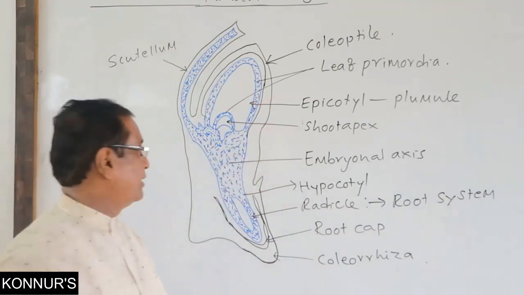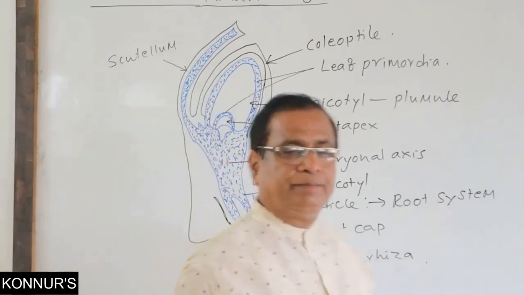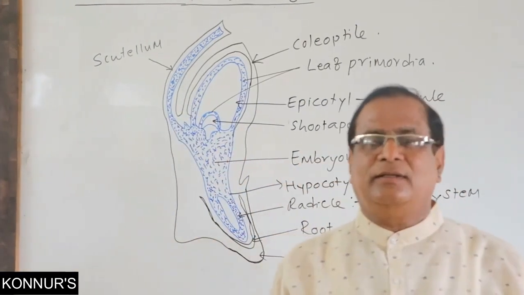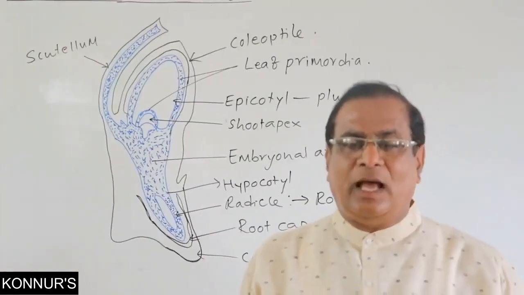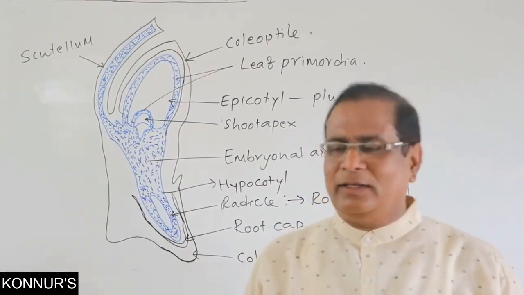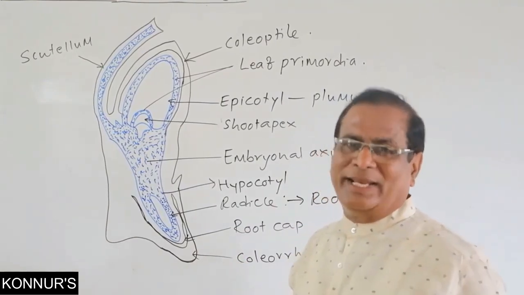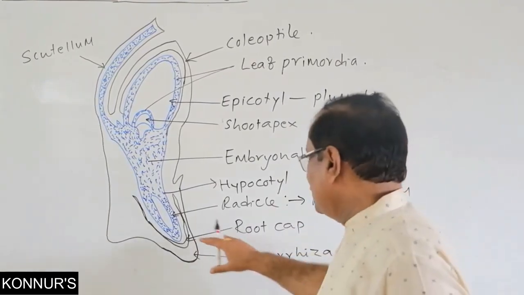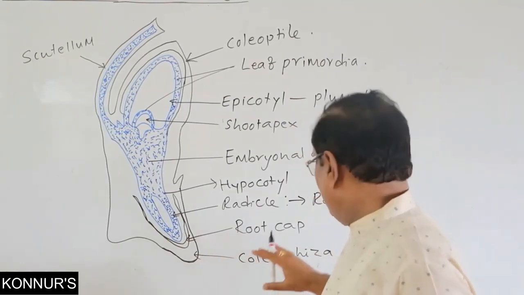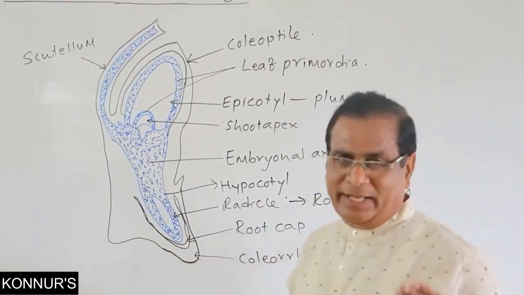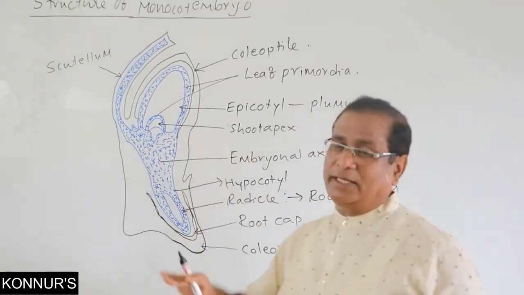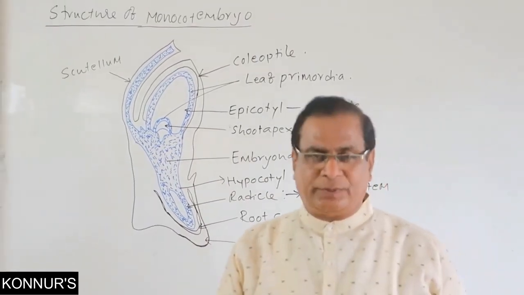Here, both shoot apex and root apex are covered by extra coverings or sheaths. The root apex is covered by coleorhiza, whereas the shoot apex is covered by coleoptile.